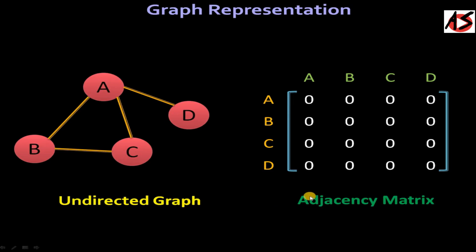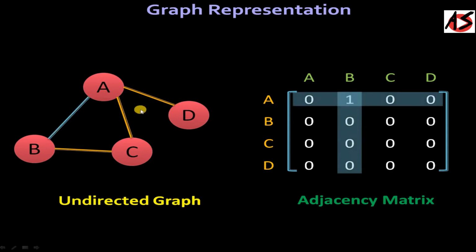In this graph we have four vertices, so we will take a 4 cross 4 matrix, and all matrix elements are initially 0. Now we will see how to represent this graph using the adjacency matrix. Here you take the A row and B column, and at the intersection you put 1. Here 1 represents that there is an edge between A and B.